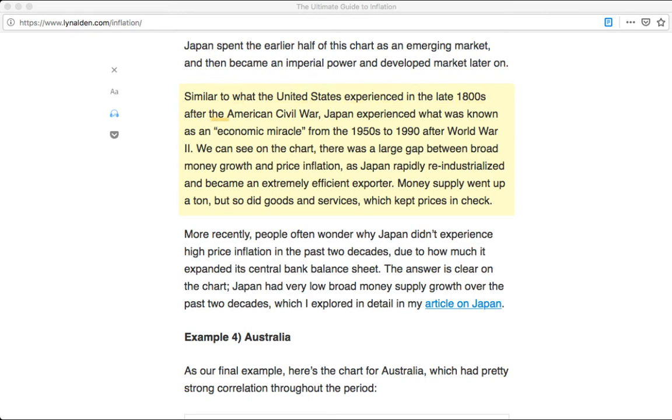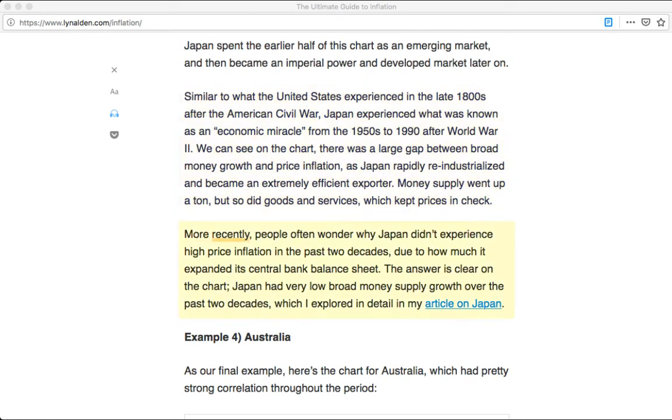After World War II, Japan experienced what was known as an economic miracle from the 1950s to 1990. We can see on the chart, there was a large gap between broad money growth and price inflation, as Japan rapidly reindustrialized and became an extremely efficient exporter. Money supply went up a ton, but so did goods and services, which kept prices in check.